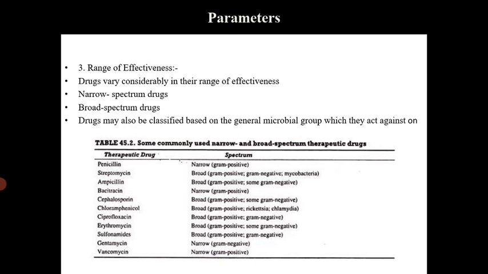So let's see, penicillin, narrow, it is gram positive. Streptomycin, broad spectrum, gram positive, gram negative and mycobacteria. Okay. Bacitracin, narrow spectrum. So same you can see over here, different drugs, cephalosporin, chloramphenicol, ciprofloxacin, erythromycin, sulfonamides, gentamicin and vancomycin. Understood? So this is one more parameter which is range of effectiveness.